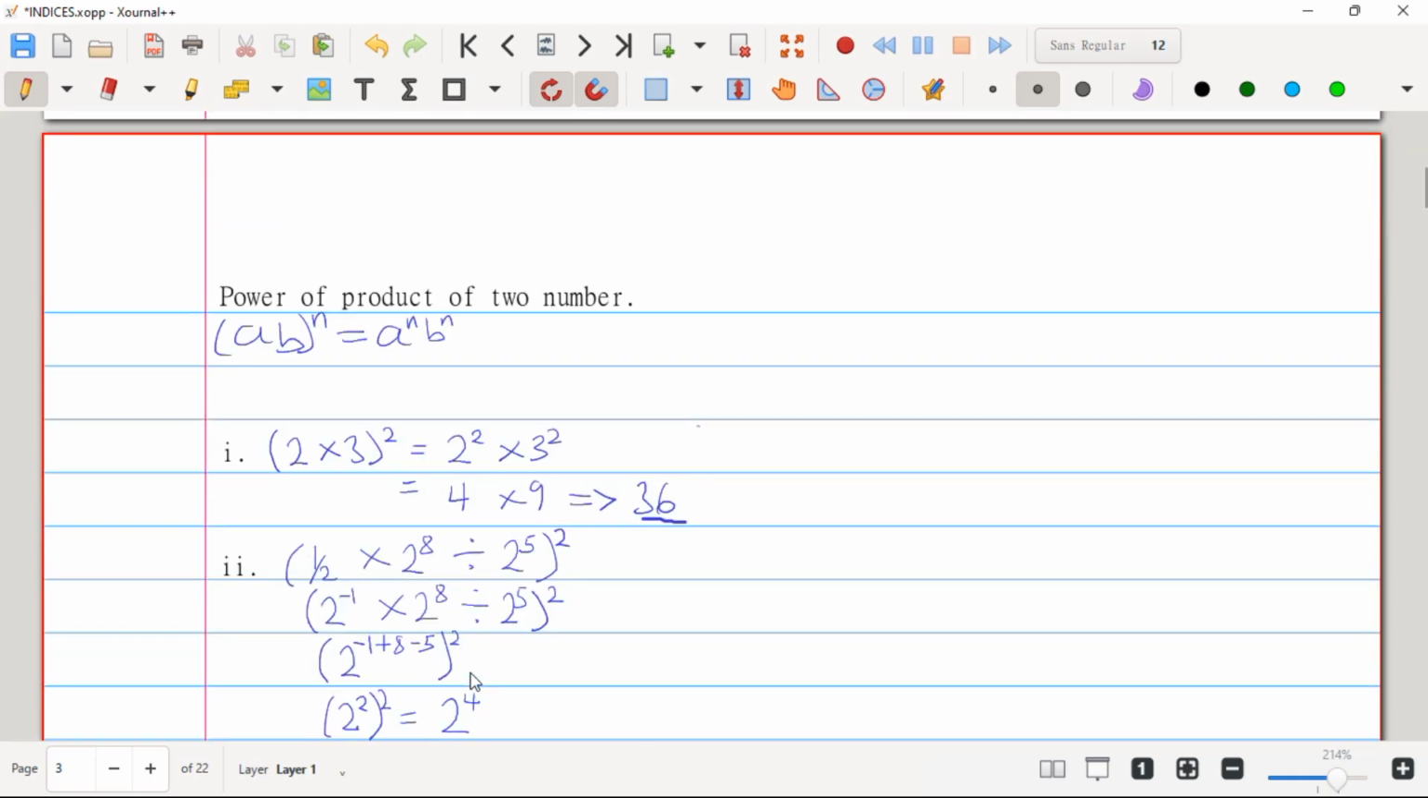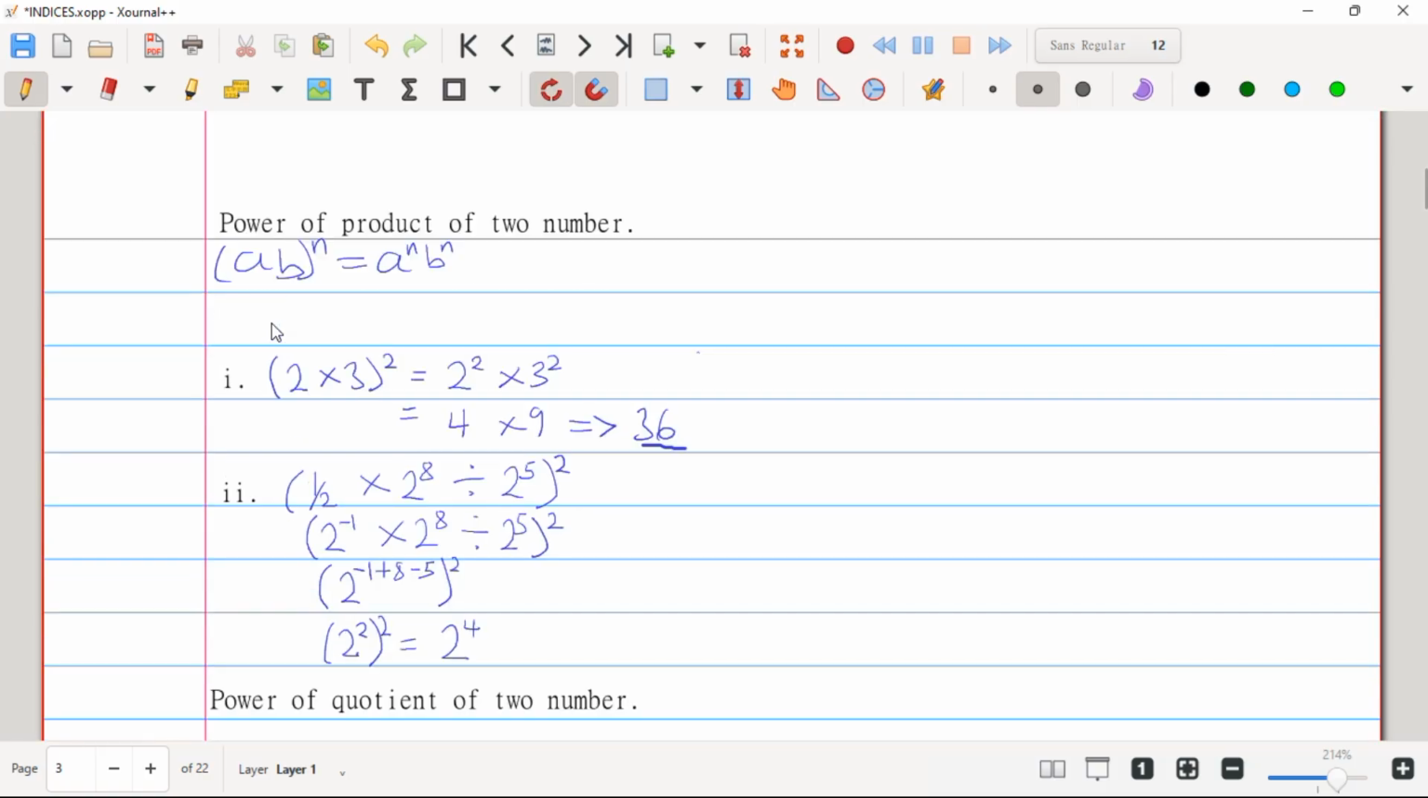Yes. And then we have the power of a product of two numbers, right? If you have a times b all in brackets raised to n, we just take each of the individual factors within the bracket and apply the index outside to each. So here we have a raised to the power n times b raised to the power n, as you can see here.